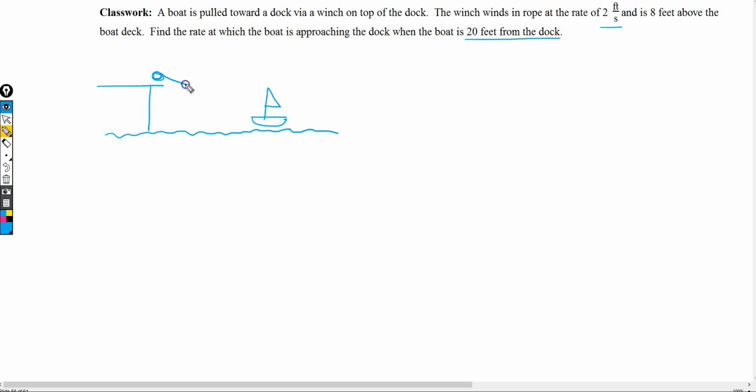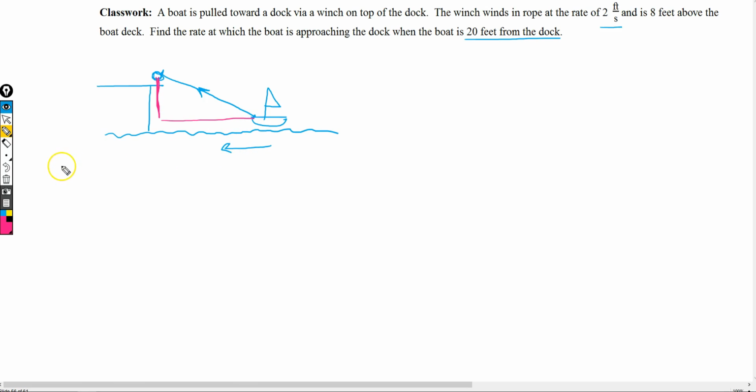And we have a rope connecting the winch to the boat, and the boat is coming in towards the dock. The rope is also being pulled inward at the rate of 2 feet per second. And we have a little triangle being formed here. This distance is 8, and that's the distance from the dock to the boat.